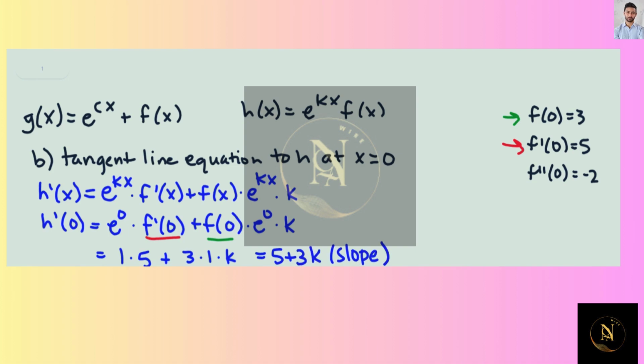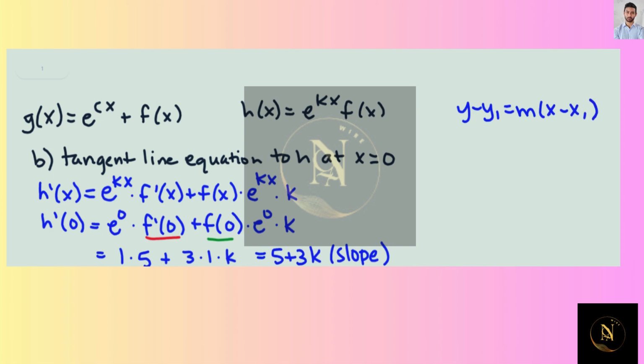Now we need the equation of the tangent line. So let's make a little room here. Now we can use y minus y1 equals m times x minus x1. That would be the point slope form of the equation of a line. We know the x coordinate of our point is 0. What's the y coordinate of our point? What's h of 0? E to the k times 0 plus f of 0. That would be 1 plus, and f of 0 that I just erased was 3. 1 plus 3, that's 4. So this is the point 0, 4.